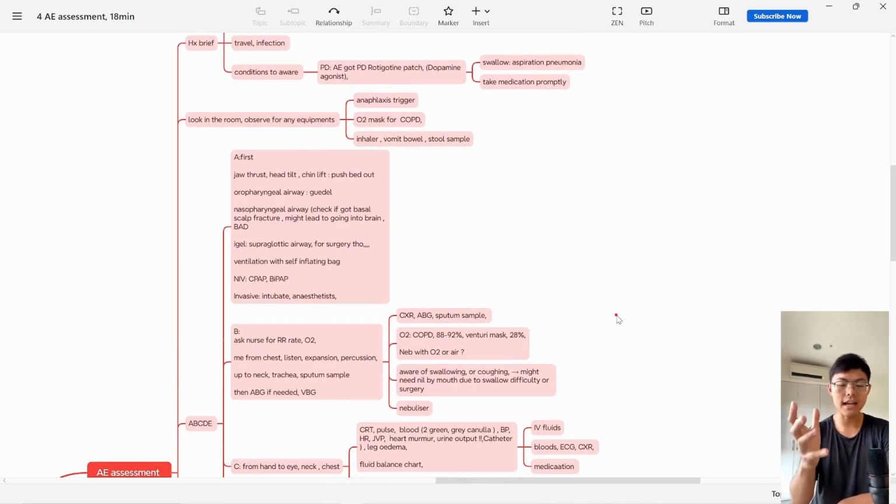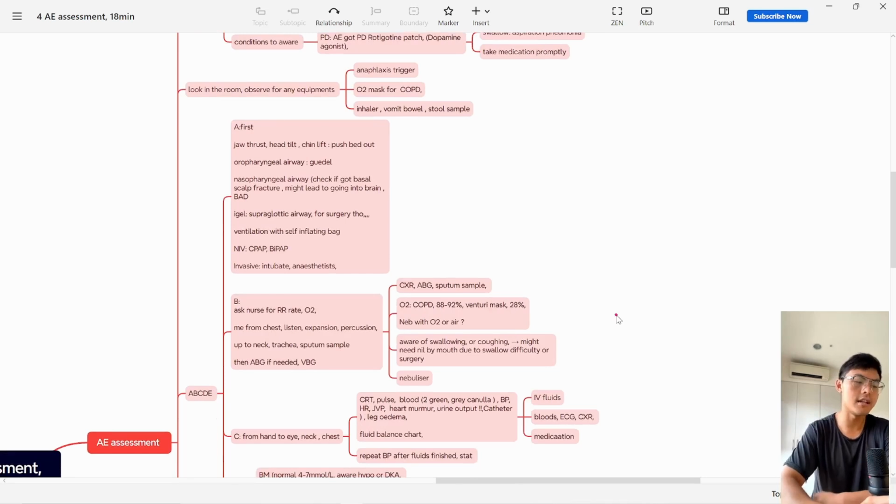So going on to the actual A to E assessment, which is the tasty part. First of all, the A, airway. If the patient is able to talk back to you, then the airway is patent, nothing needs to be done, you can go on to B. Some options you can do are jaw thrust, head tilt, chin lift, right? But you can also pull the bed out so that you can do those maneuvers more easily.